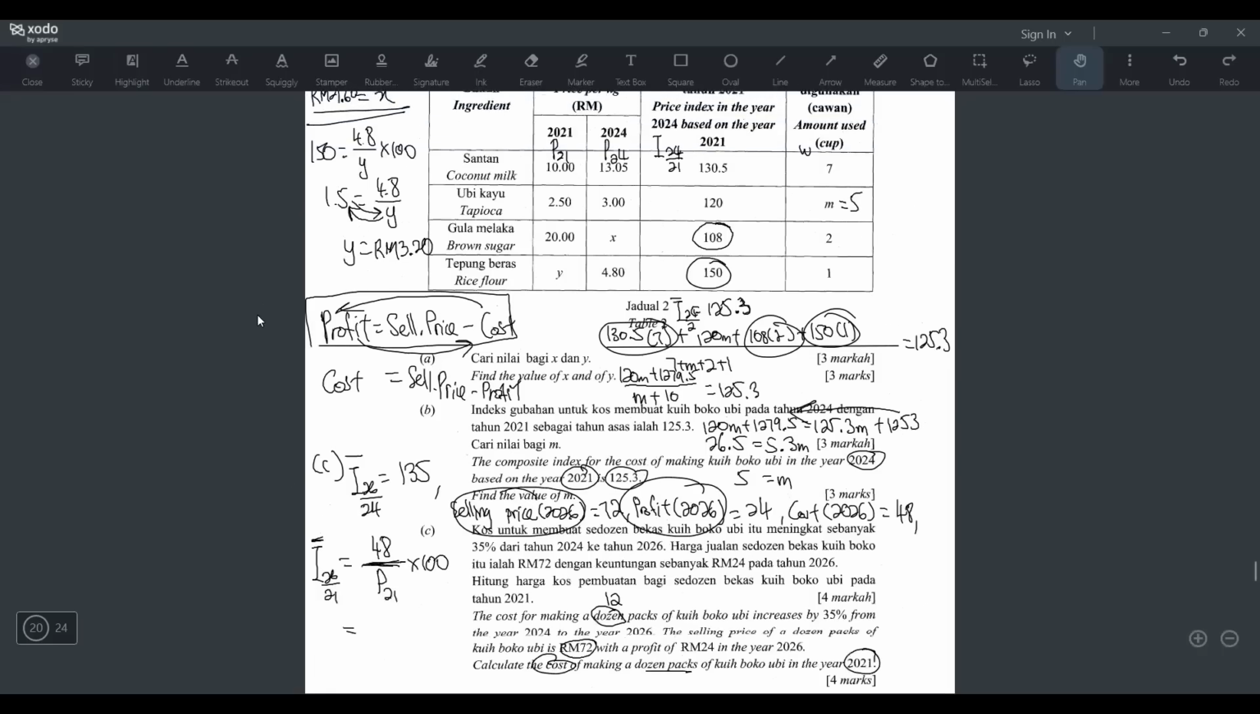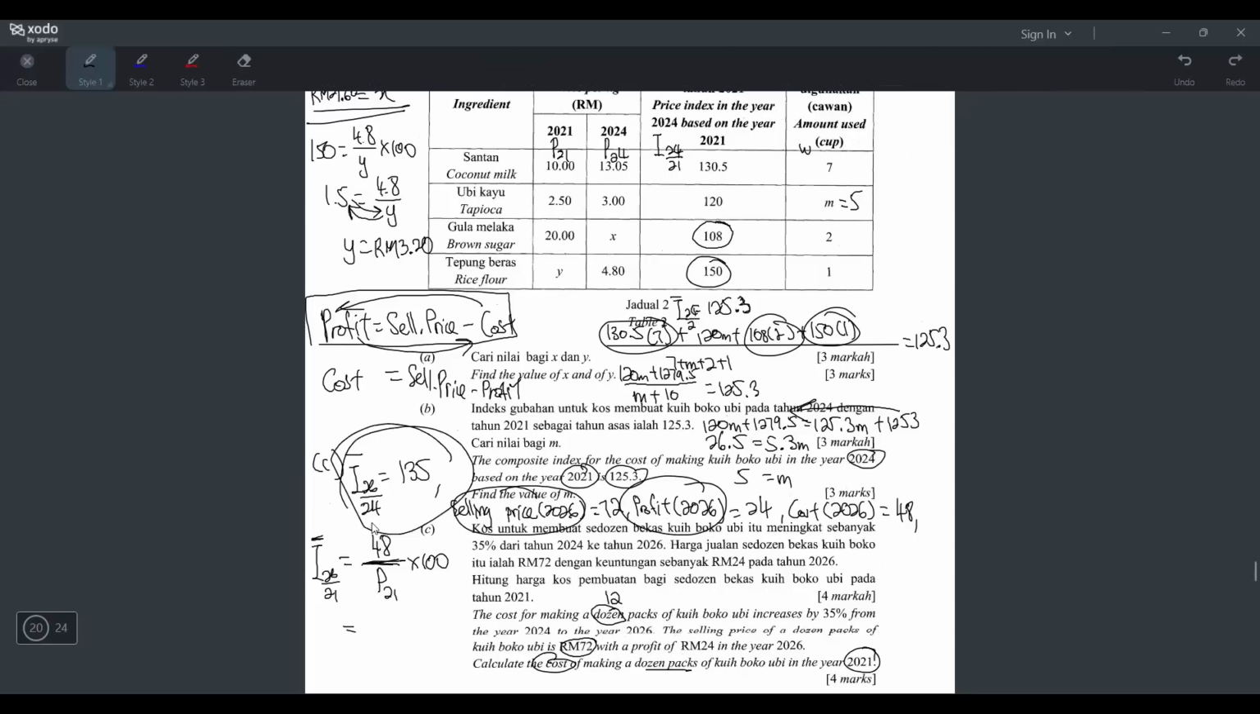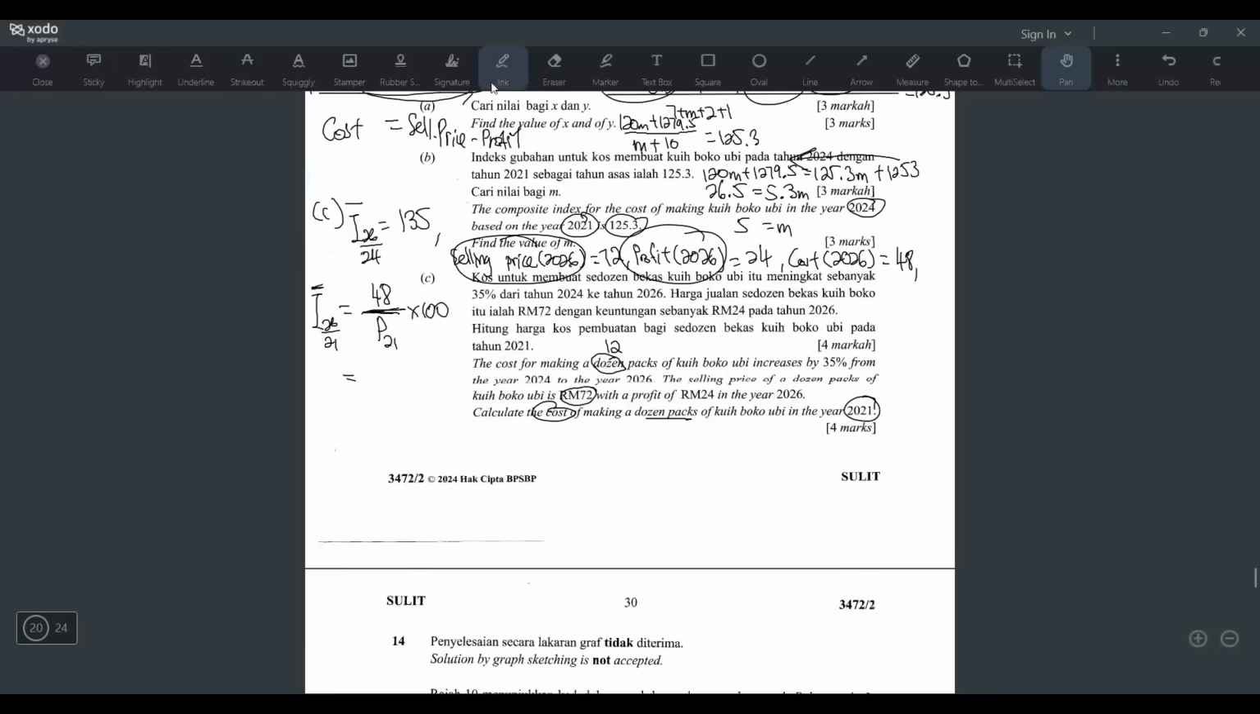And you will also realize now you don't have the composite index for 26 21. This is not it, this is the 26 24 composite index, so it's not the same. And you also cannot use the one in the table, because in the table this one is 24 21. I want 26 21. So I get stuck already. So what do I have to do now? I have to find out the composite index for 26 21. Then only can I put it in and continue here. So how can I find the 26 21?